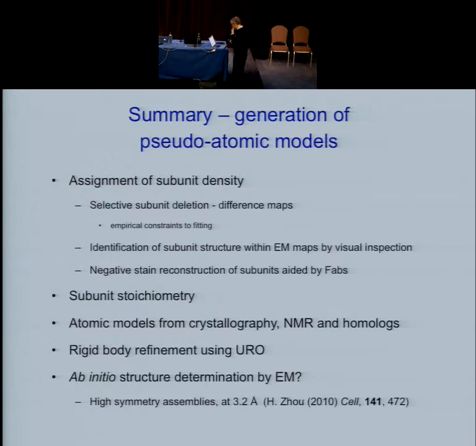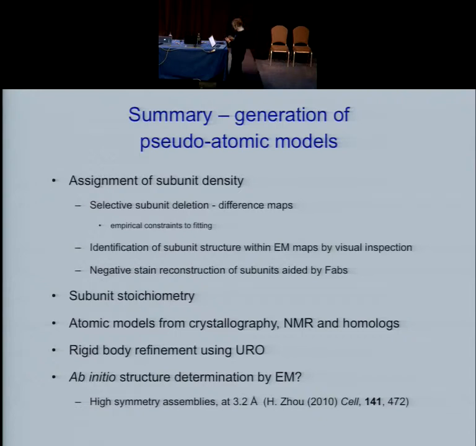So the second approach is simply to use visual inspection to identify subunit structures within density maps, and this is also possible when you have quite high-resolution structures with well-defined atomic models. And then the third approach is to use negative stain reconstructions of individual subunits. This can be aided by using Fabs to increase the size of the subunit to allow visualization by single particle negative stain electron microscopy. And it's also clearly important that one knows the subunit stoichiometry of all the subunits to determine the relative position of subunits within the EM density map.